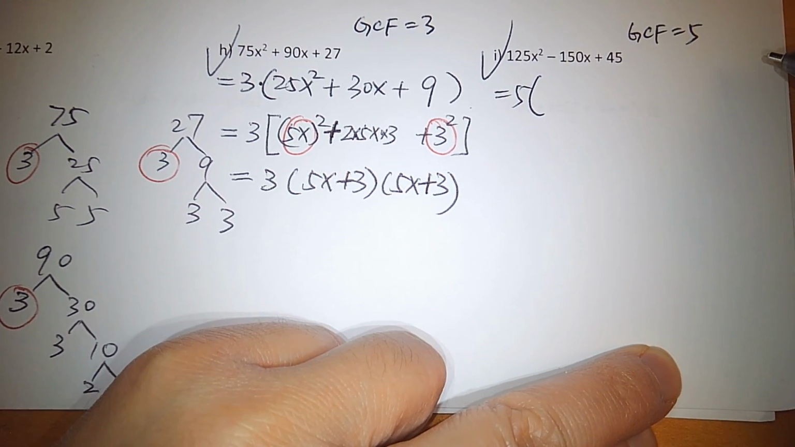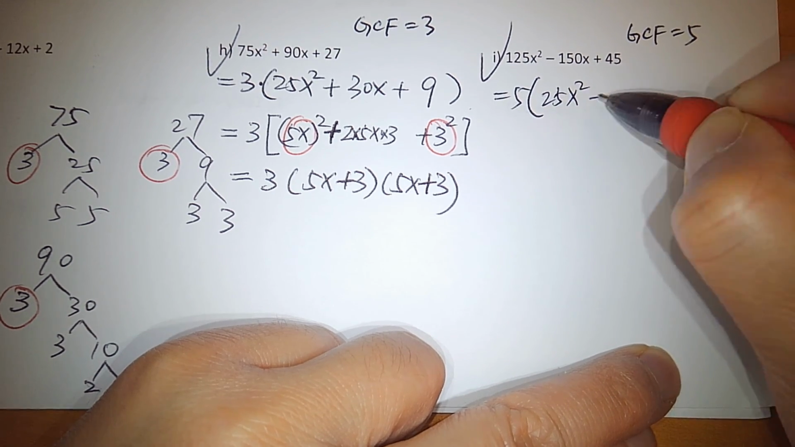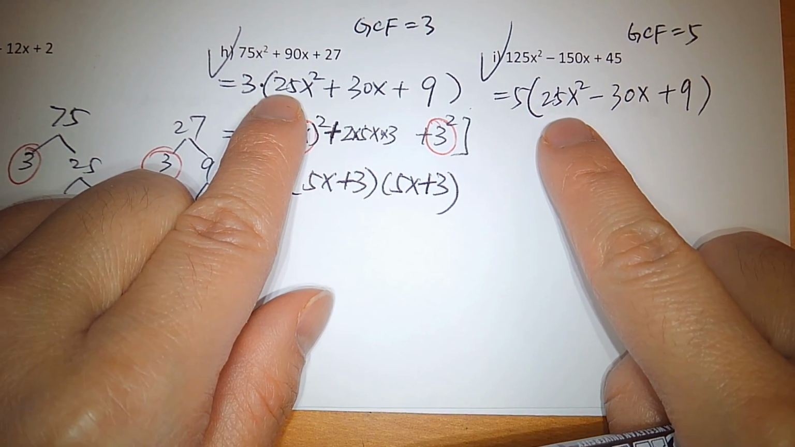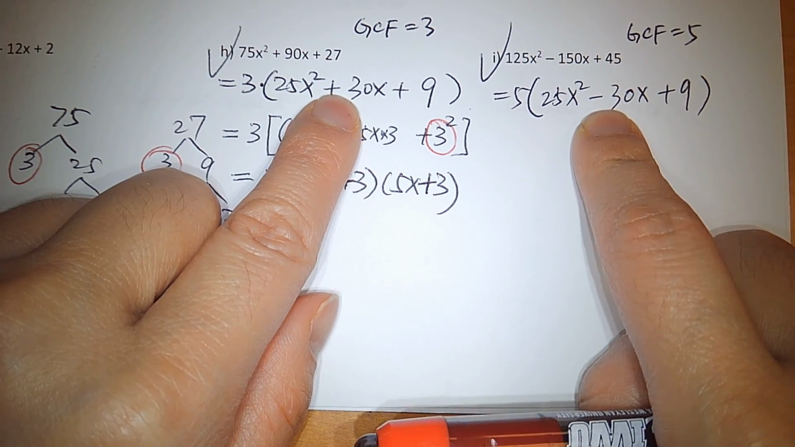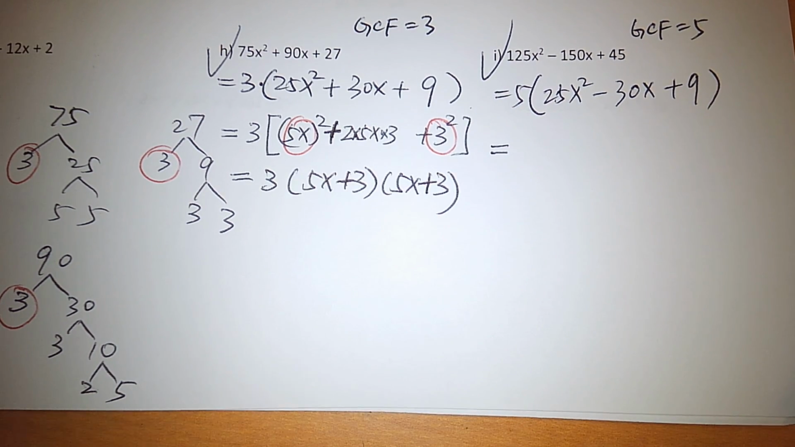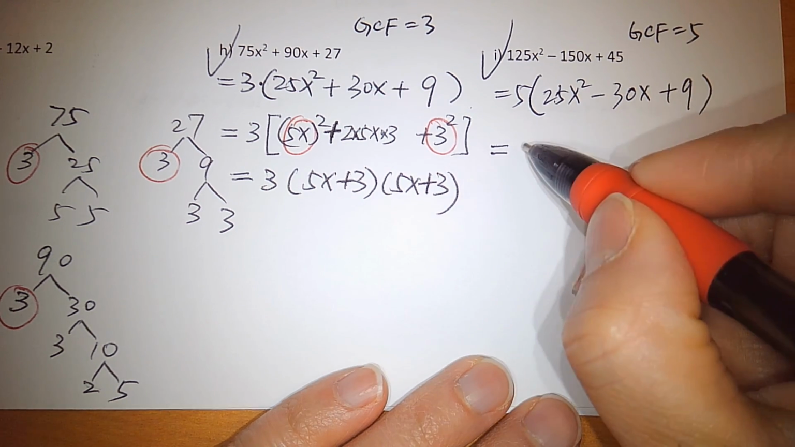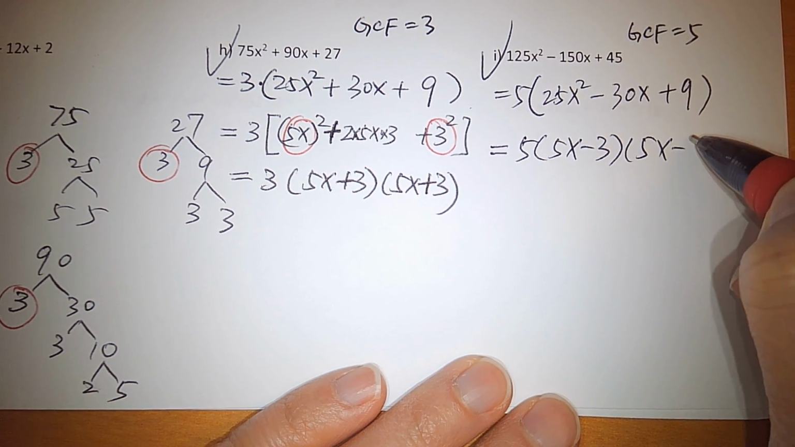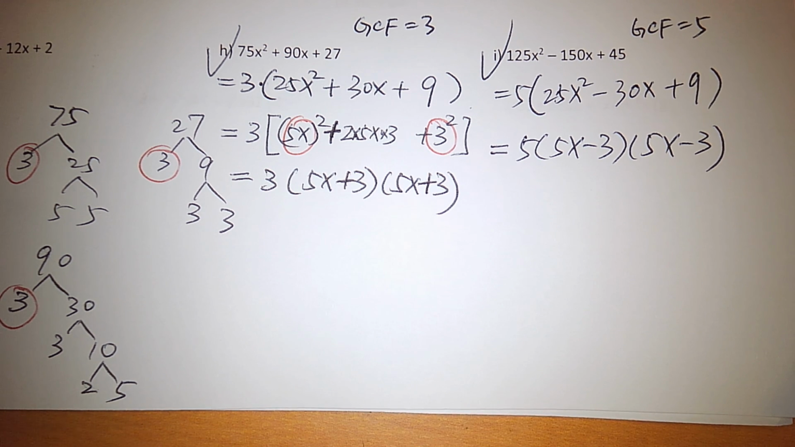So what do you have inside the parentheses? You have 25x squared minus what? 30x plus 9, did you? It seems very similar to the previous question, right? The only difference is the middle term is negative 30x, right? So what do you have eventually? 5 times what? 5x minus 3 times 5x minus what? 3. Do you get the same answer? You do? Okay.